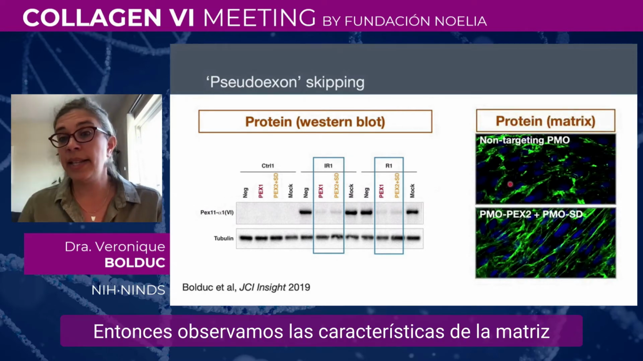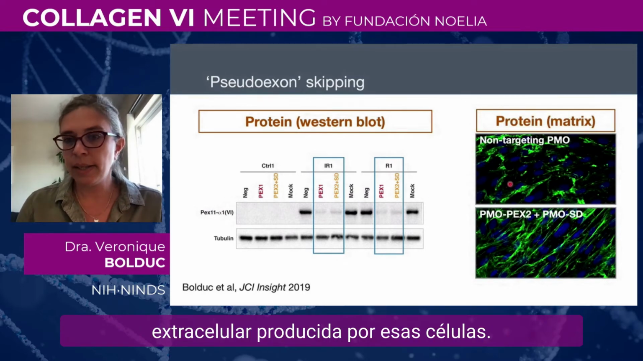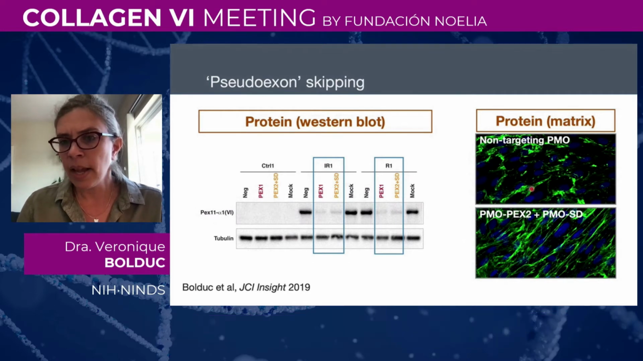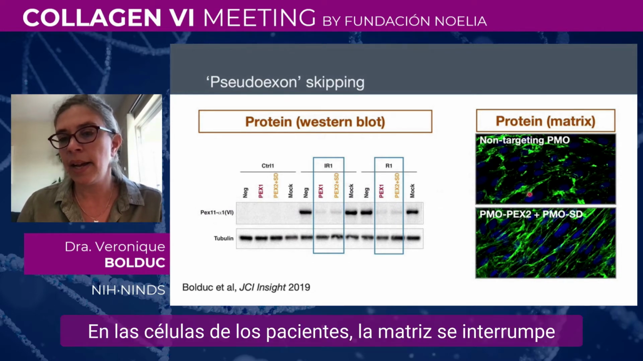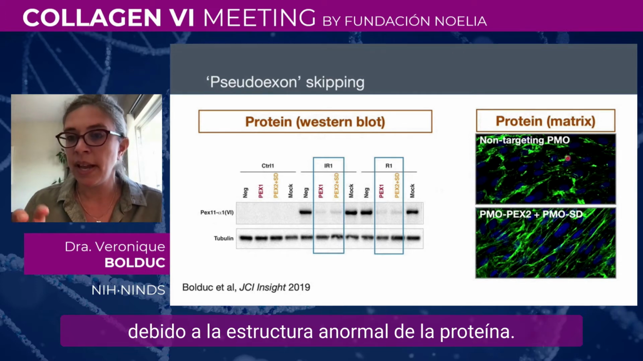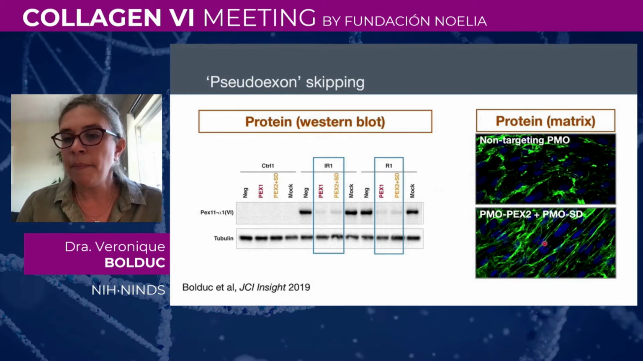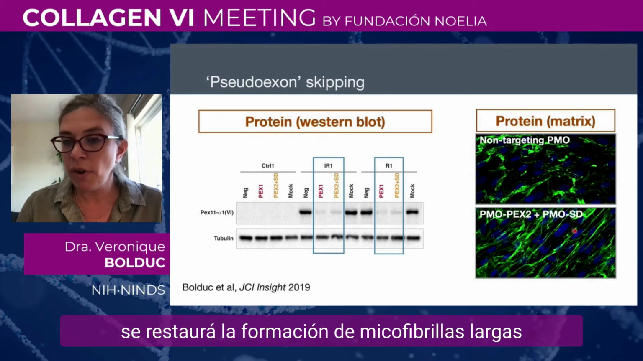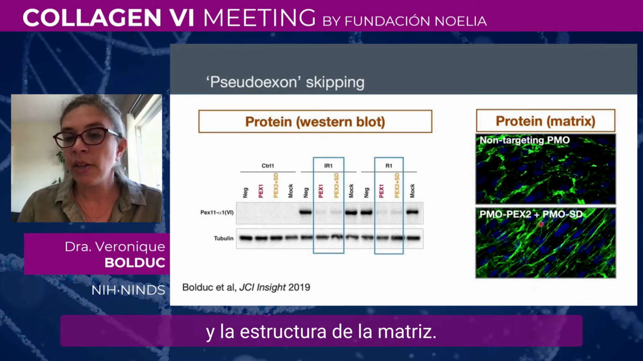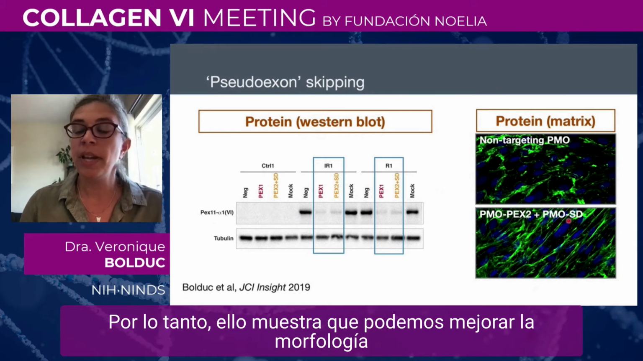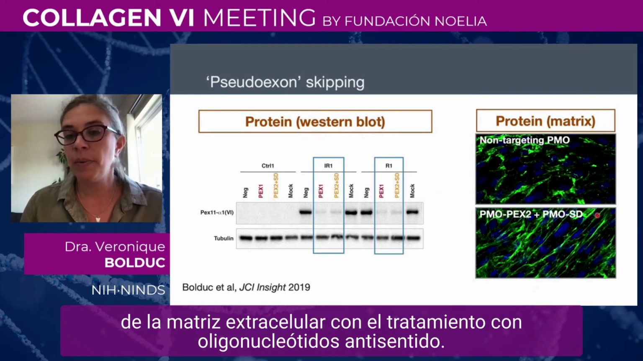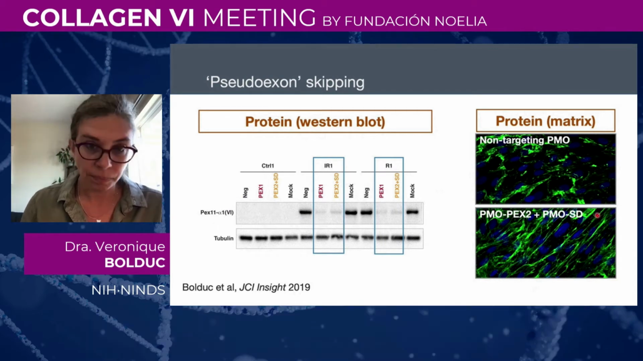Next, we looked at the matrix that is produced by those cells. In patient cells, the matrix is interrupted because of the abnormal structure of the protein. But with antisense oligonucleotide treatment, the formation of long microfibrillar structure was restored, showing that we can improve the morphology of the matrix with antisense oligonucleotide treatment.